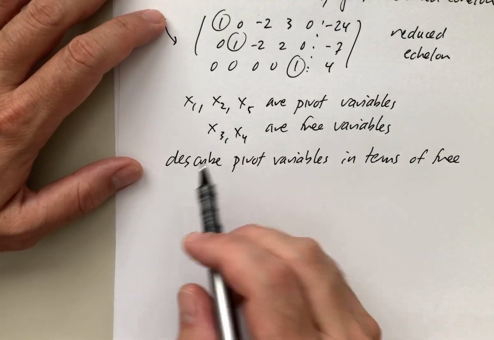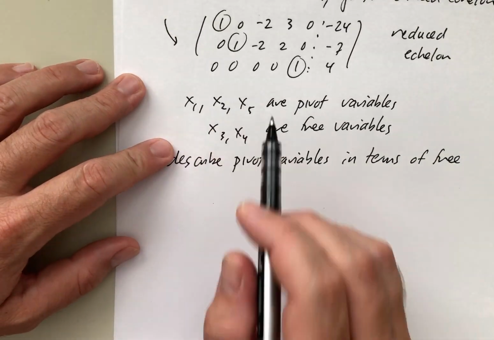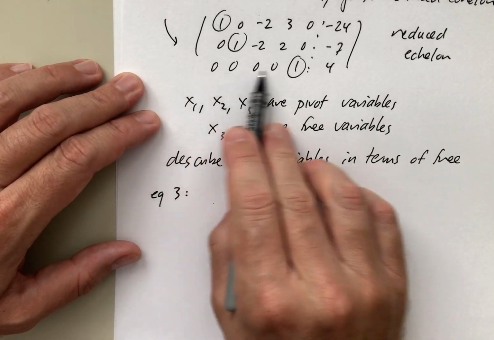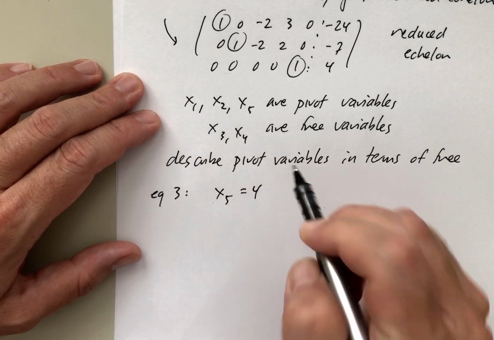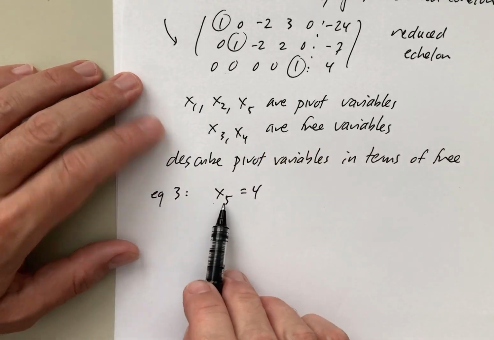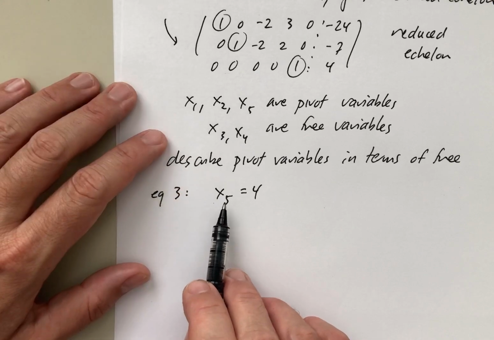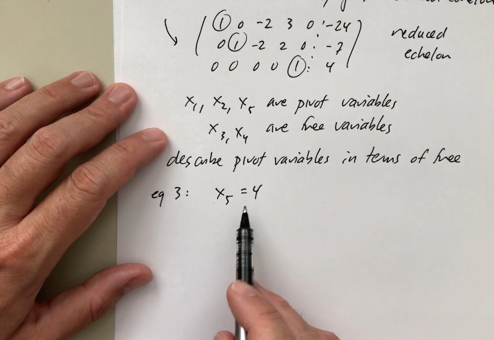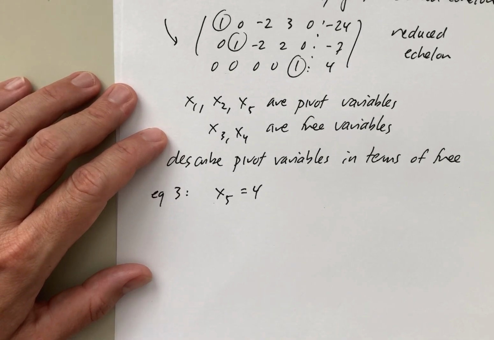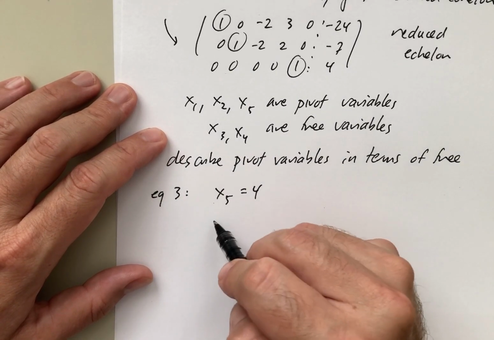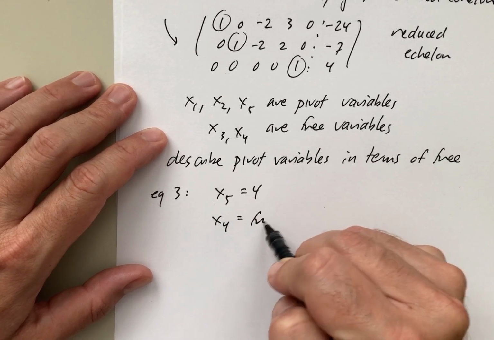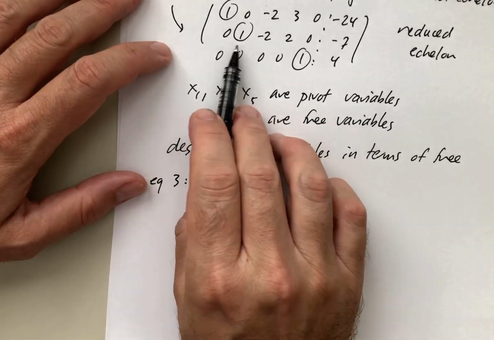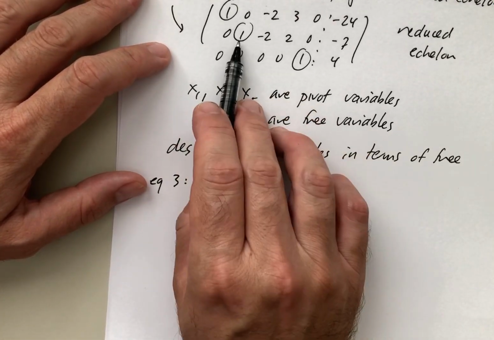So what I do now is, in some sense, go from the bottom to the top, looking at those equations. Equation 3 says, well, that's pretty easy. It's just saying that x5 equals 4. So x5 is a pivot variable, and I know how to describe it fully. It has to equal 4. This one doesn't even need any free variables to describe it. Well then, x4 is free, as I said before. x3 is free. And then I go to the next pivot, the next row, because it has a pivot.